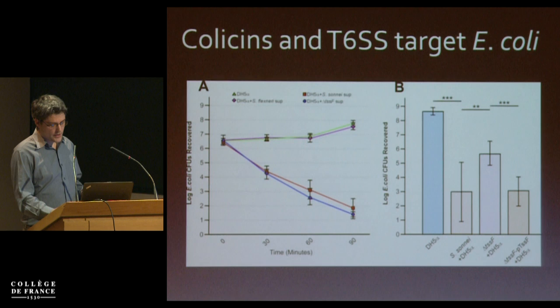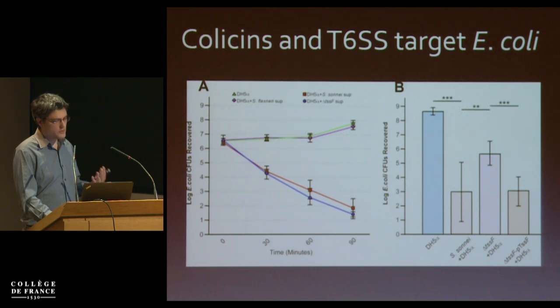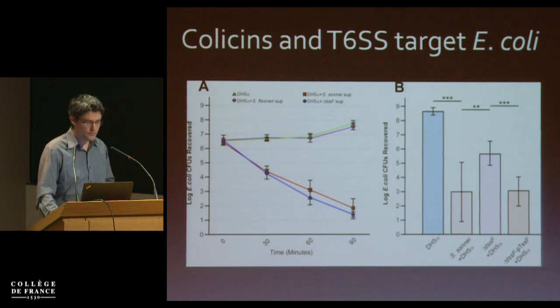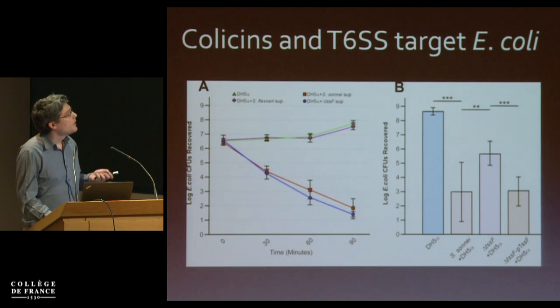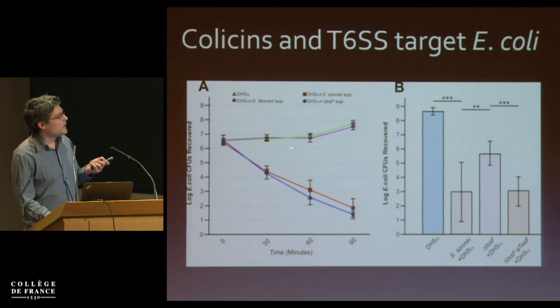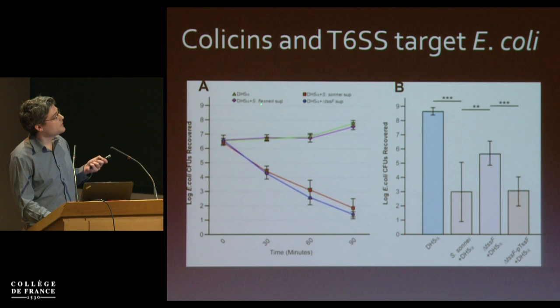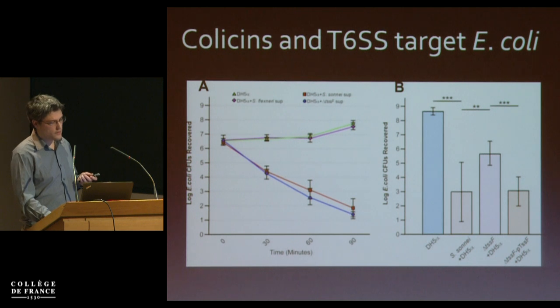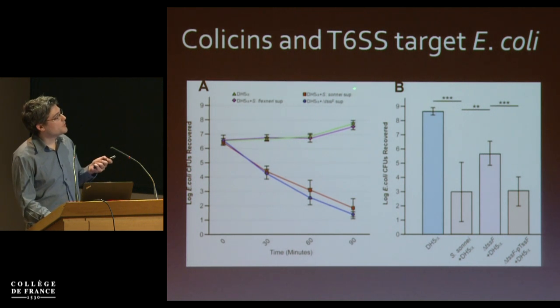Okay, so when we started to try and test what the effect of the type 6 system might be doing, we very quickly realized that Shigella sonnei also encodes a colicin, the effect of which can be seen here. This is a liquid-based assay where we are refreshing E. coli. If we take DH5 alpha, we see that after 90 minutes of refreshing, it starts to grow. If we spike the media with supernatant from Shigella flexneri, we see that there's no effect on the growth of E. coli.